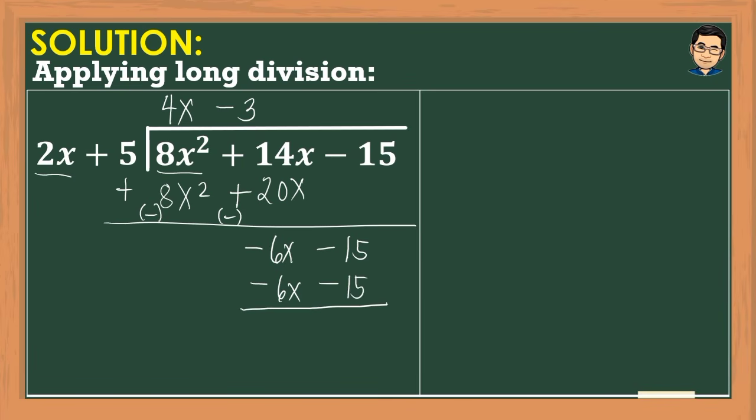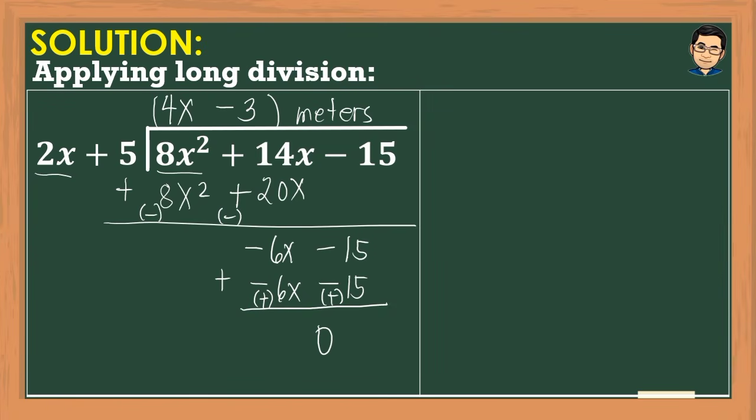And then negative 6x magiging positive. And then negative 15 magiging positive din. And then yung operation is addition. So negative 6x plus 6x, that is 0. Negative 15 plus 15, that is also 0. So our answer is 4x minus 3 meters. So after nating ma-carry out yung plan, of course, yung last step natin is look back.